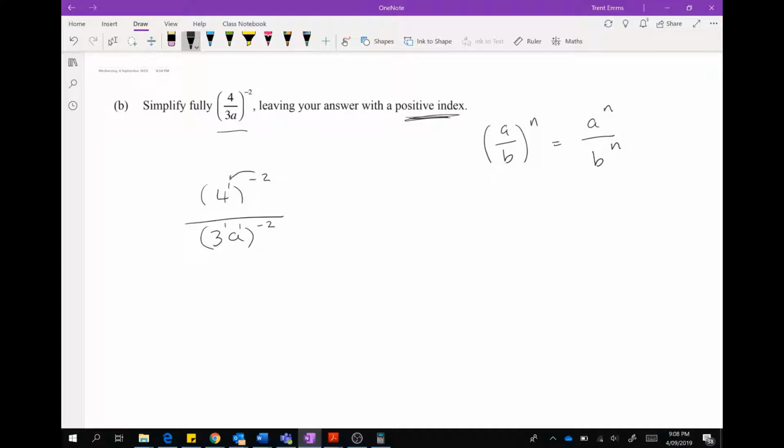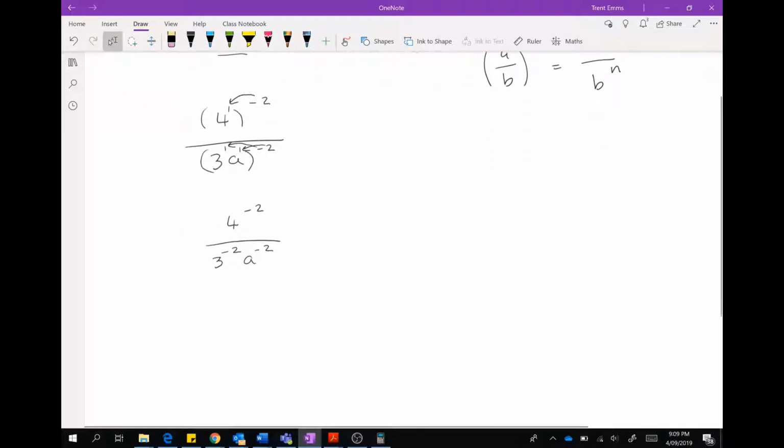So -2 times 1 will give me 4 to the power of -2 on the top. And on the bottom, -2 times the 1 there will give me 3 to the power of -2, and negative 2 times 1 will give me a to the power of negative 2.